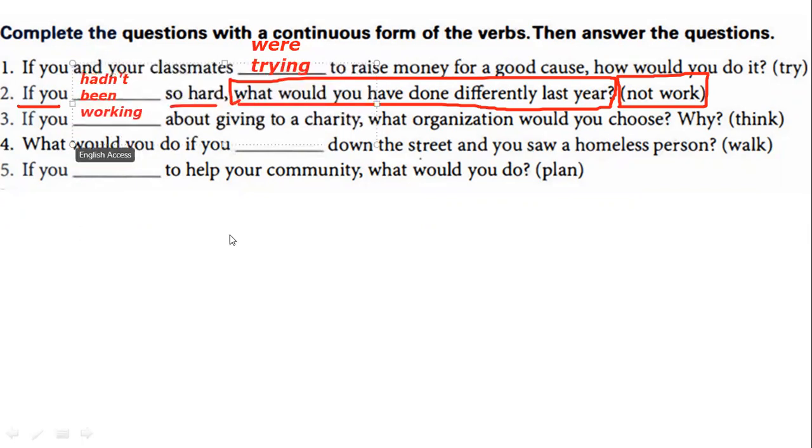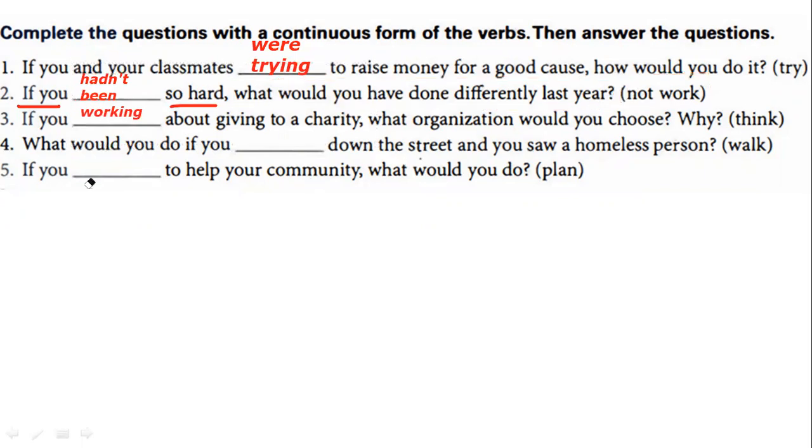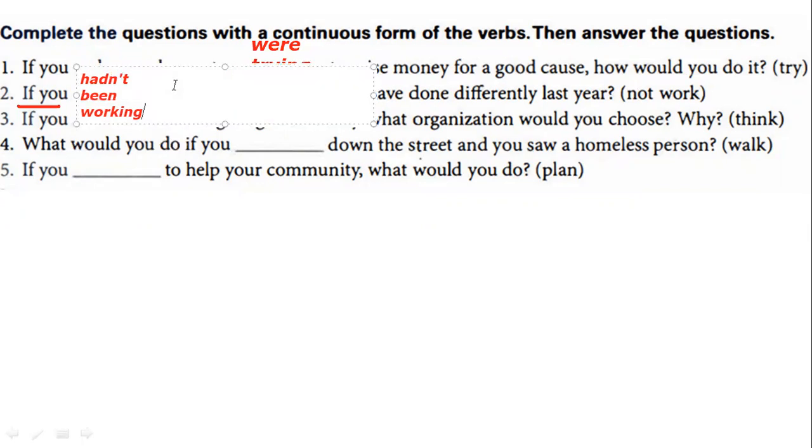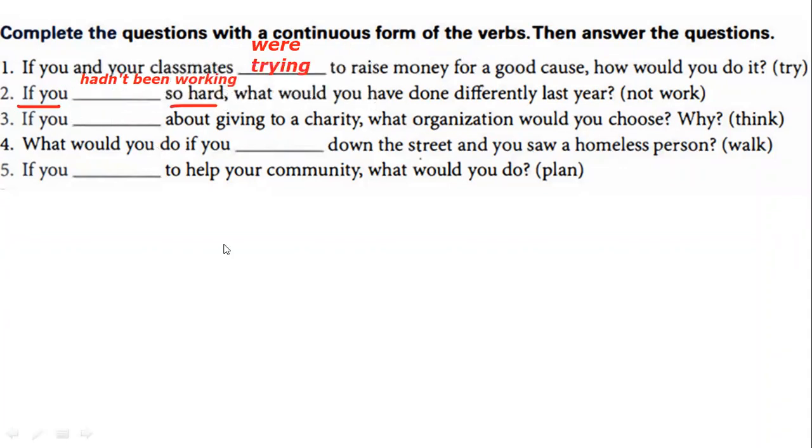Next, number 3. Were thinking. We're thinking. Yes. Next is you were thinking. Good. And 4.